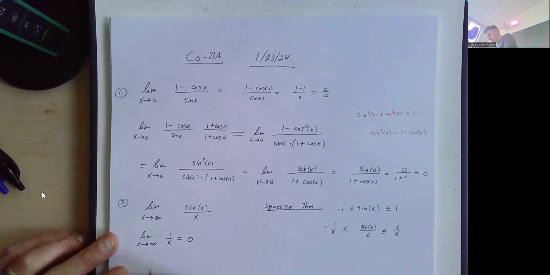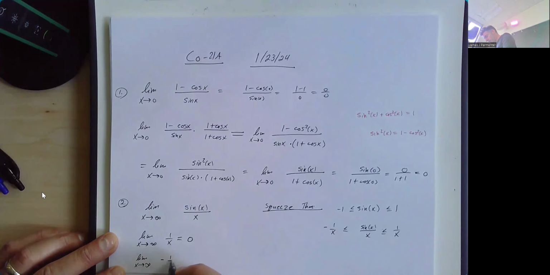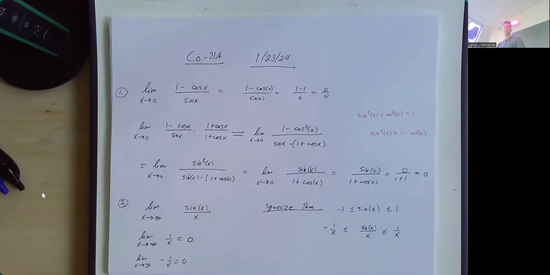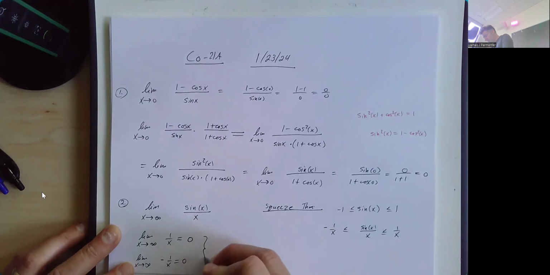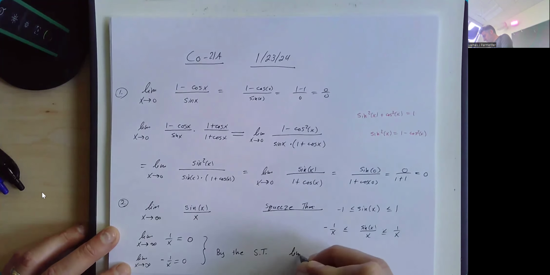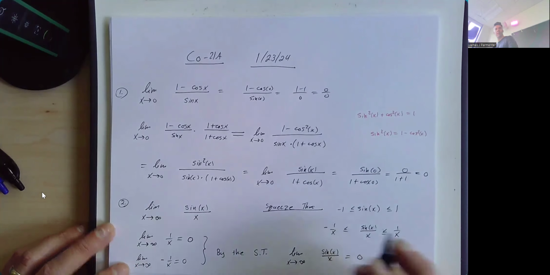And similarly, the limit as x goes to infinity of negative 1 over x is also 0. And since the limit of this is 0 and the limit of that's 0, by the squeeze theorem, the middle part has to get closer and closer to 0. There is no other choice. So we can say by the squeeze theorem or the sandwich theorem, whatever you like to call it, the limit as x goes to infinity of sine of x divided by x is equal to 0.